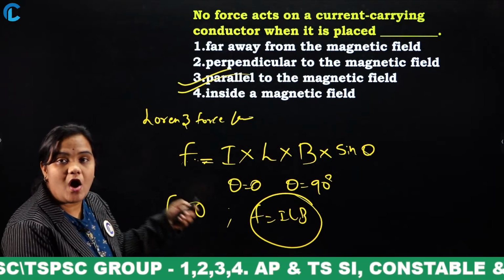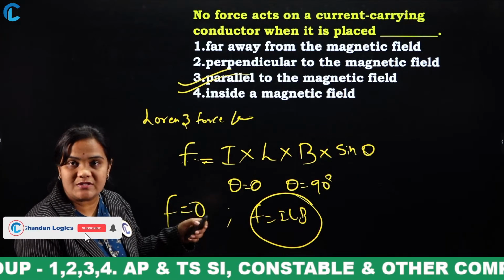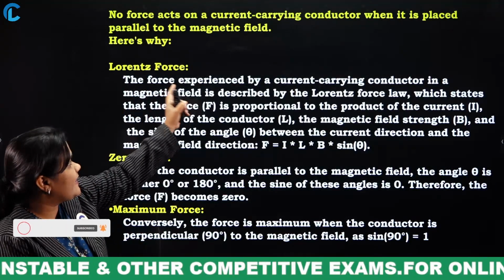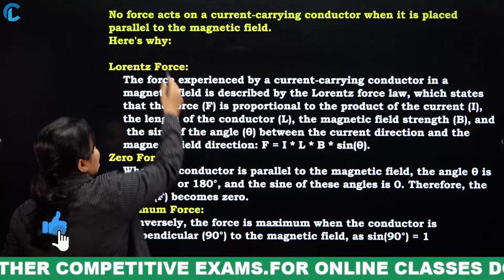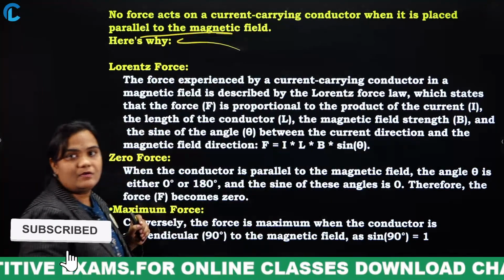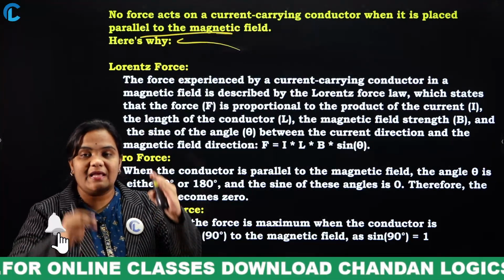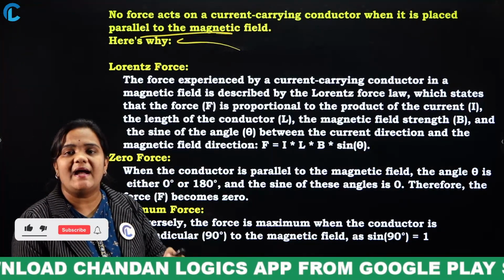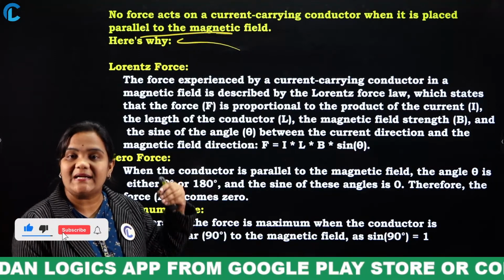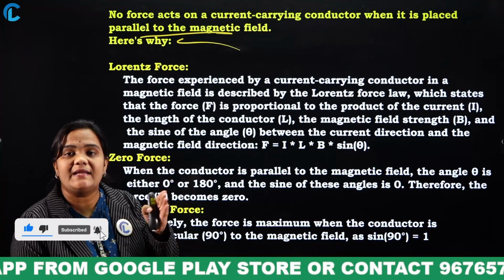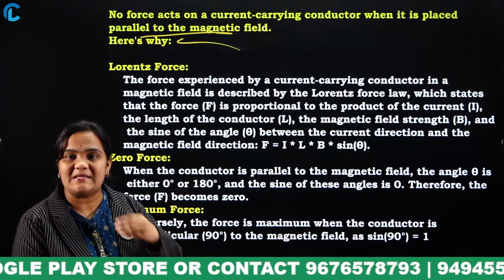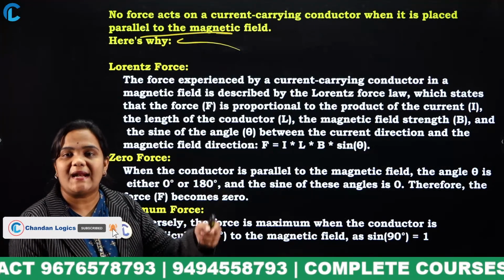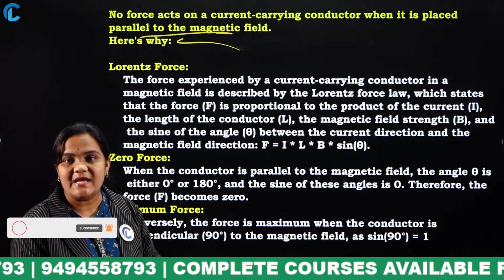As per the Lorentz force law, what will this law explain? No force acts on a current carrying conductor when it is placed parallel to the magnetic field. What is a conductor actually? A conductor is that in which electricity passes. The elements in which electricity passes, we call conductors. What are insulators? Those in which electricity does not pass, we call insulators.